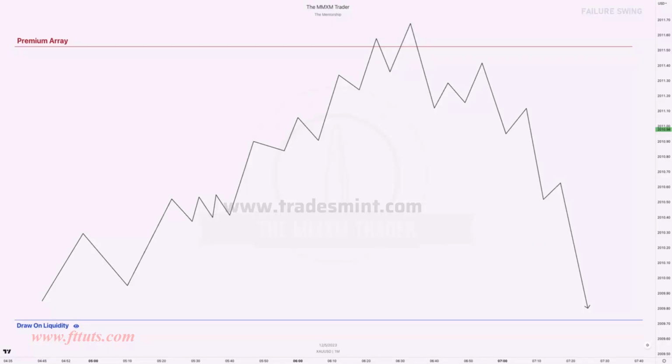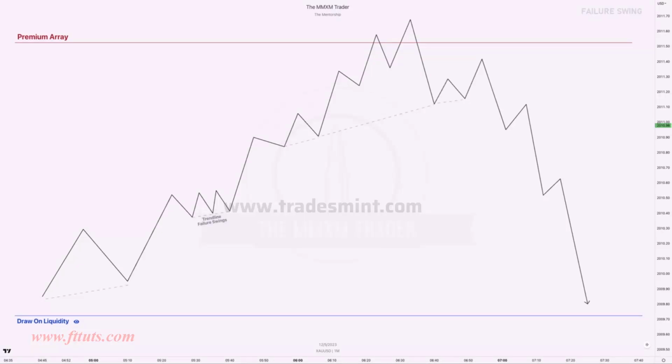So over here we got the inverse, right? This is a market maker sell model. So we've got our premium array up here and our draw on liquidity again down here. Now what do we want to focus on, right? We want to focus on that low resistance liquidity. And where is that forming? Again, those failure swings, right?